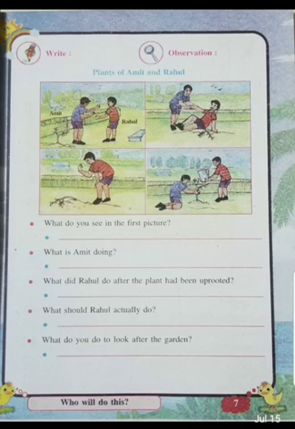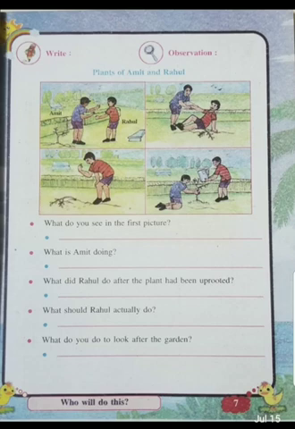Second picture, what do you see? That Rahul has fallen down. And he has fallen down on some plant. And because of that, that plant has died. Third picture, what is Rahul doing? He is observing the plant, that because of him the plant has fallen.